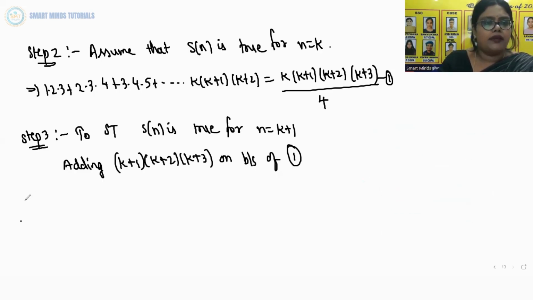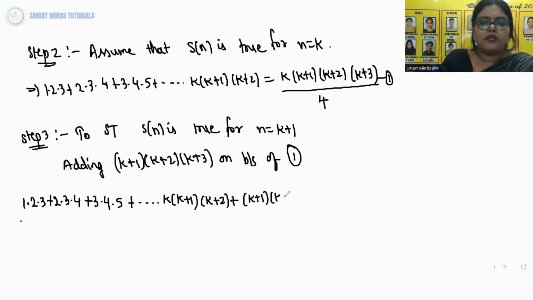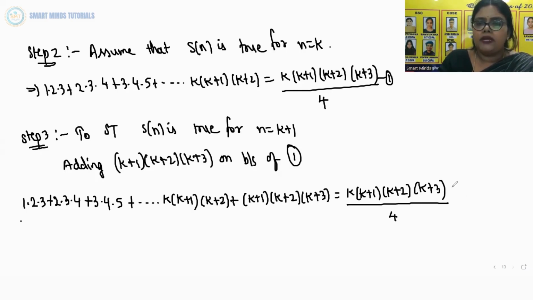Now you see how we add. So 1 into 2 into 3 plus 2 into 3 into 4 plus 3 into 4 into 5 plus so on up to k into k plus 1 into k plus 2 plus k plus 1 into k plus 2 into k plus 3. This is the k plus 1th term. We need to add on both sides. That is equal to k into k plus 1 into k plus 2 into k plus 3 by 4 plus k plus 1 into k plus 2 into k plus 3.